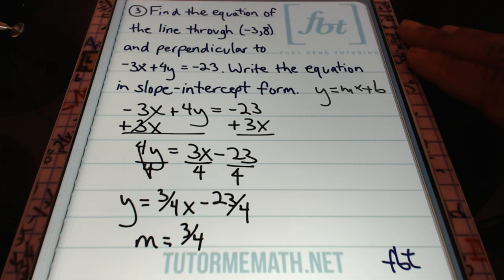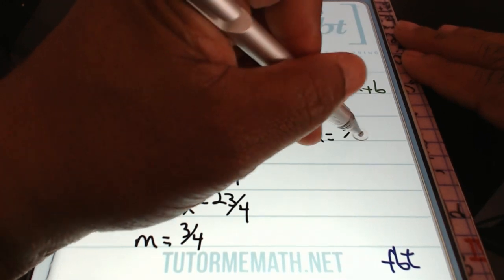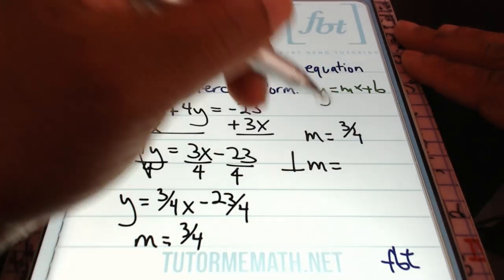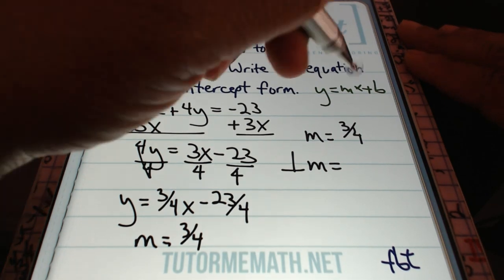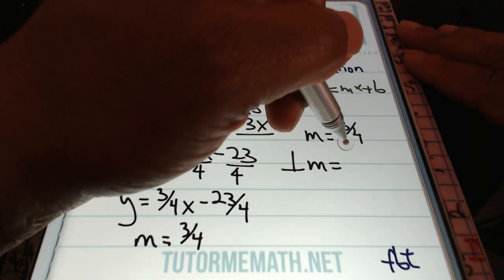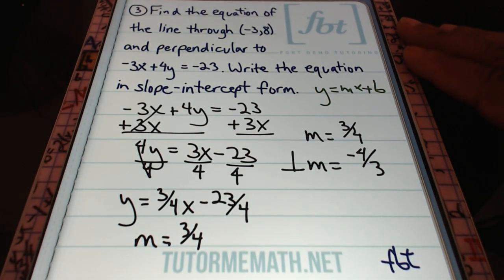However, we need the perpendicular line slope. So if this given line has a slope of 3/4, then the perpendicular line slope is going to be the opposite reciprocal of that, meaning that you change the sign of that slope and you flip it. You put the denominator in the numerator and the numerator in the denominator. So if I'm starting out with a positive 3/4 slope, you're going to end up with a negative 4/3 slope. You only do this when you are dealing with a perpendicular line slope. Do you hear me out there?